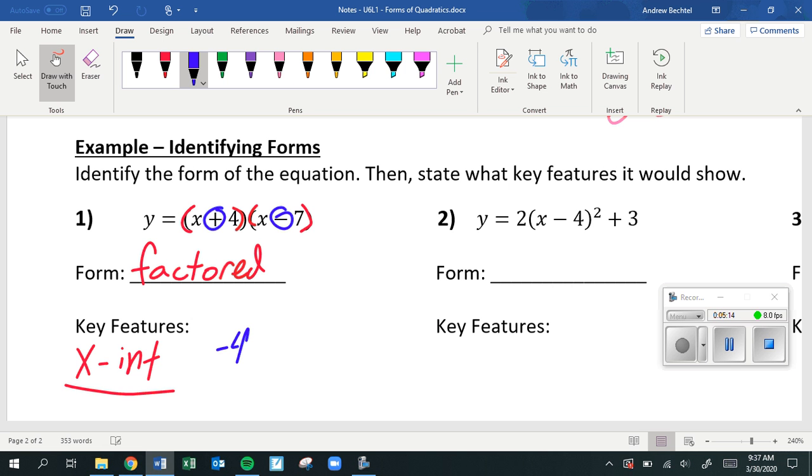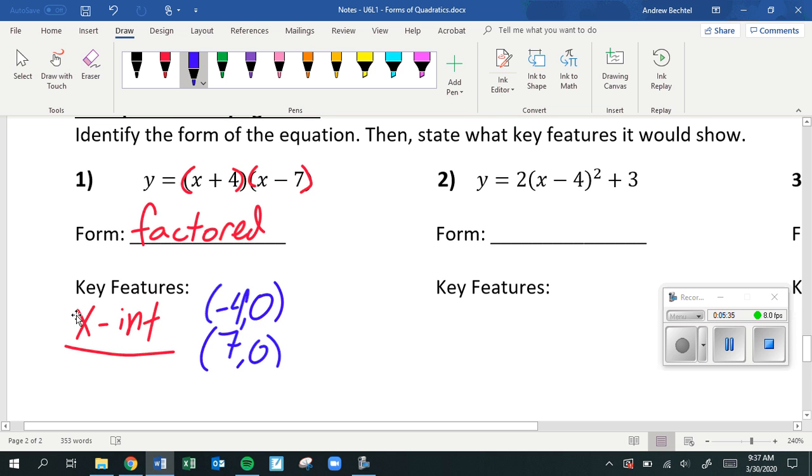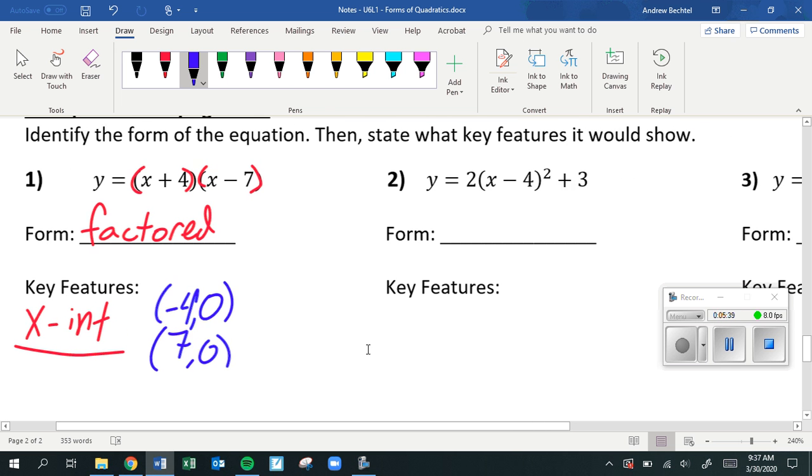How about this minus 7? What would the intercept be there? If you said positive 7, you are correct. We want to change those signs in factored form when we find the x-intercepts. Since these are intercepts, we'll write them as ordered pairs. They are points on the graph. Again, all I expect you to know at this point right here is that we can find the x-intercepts. That's the part that matters.